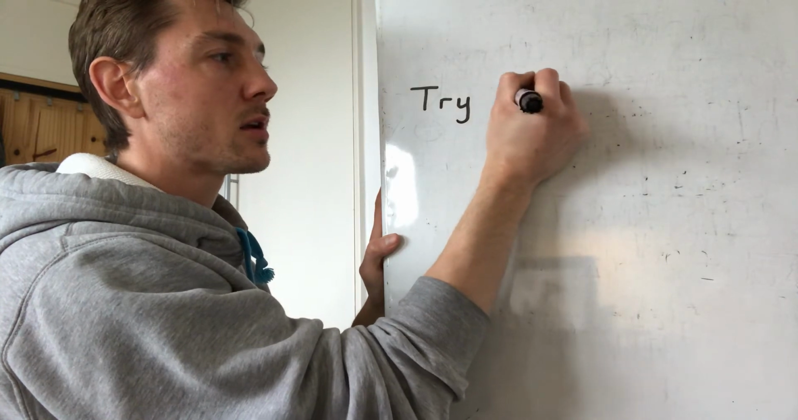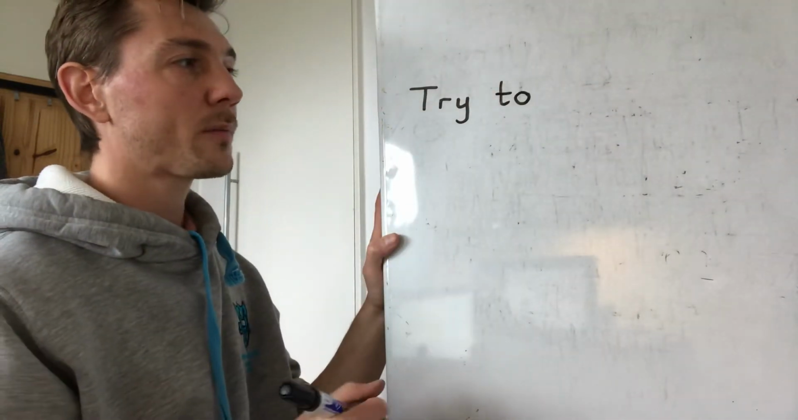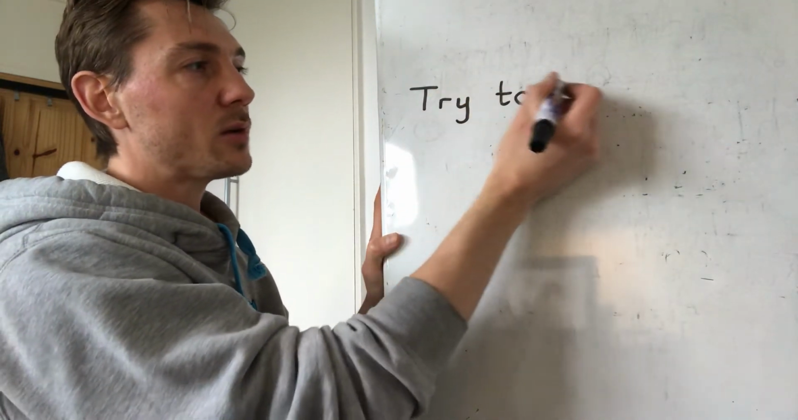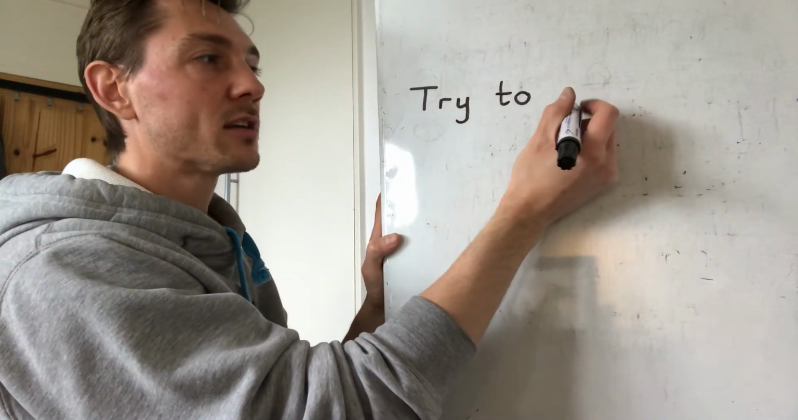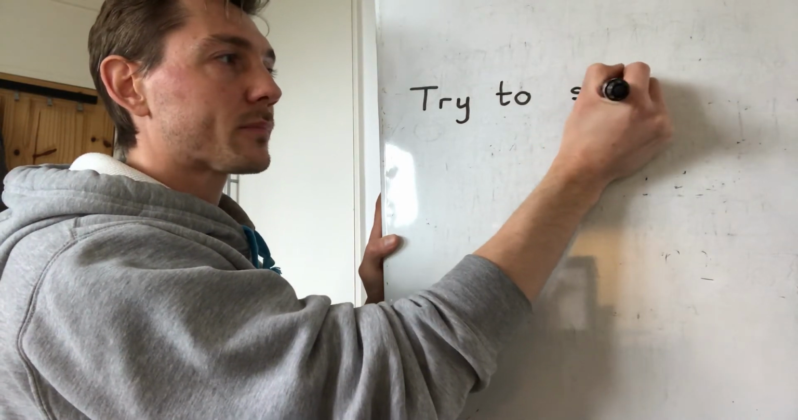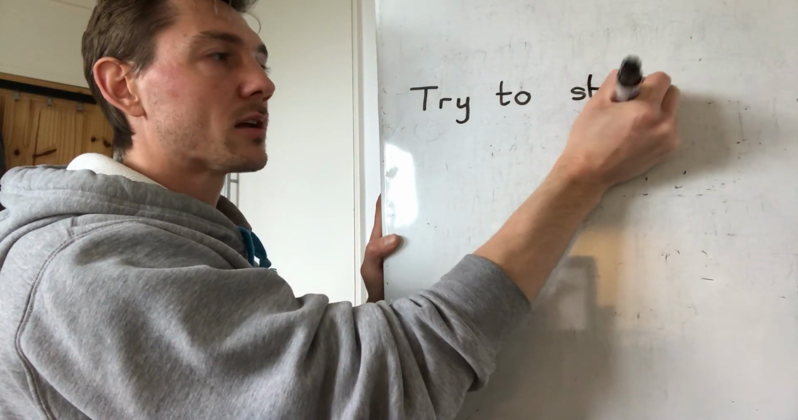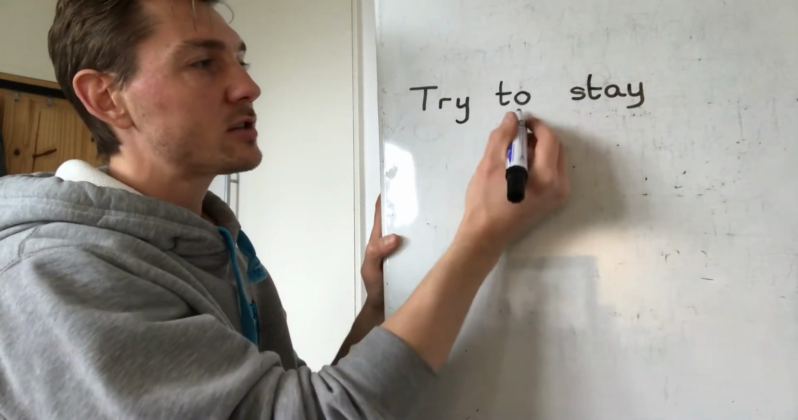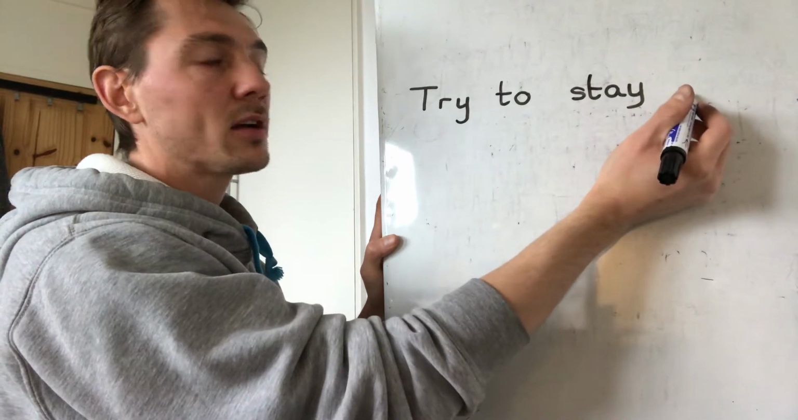Next word is try to. T, oo. The next word, try to stay. S, t, a. The next word, try to stay calm.